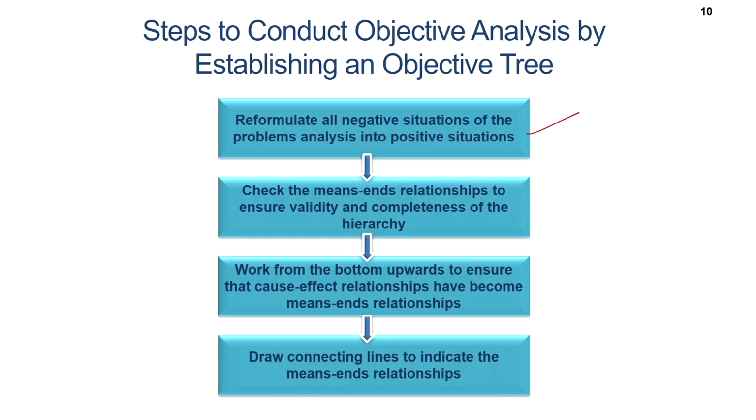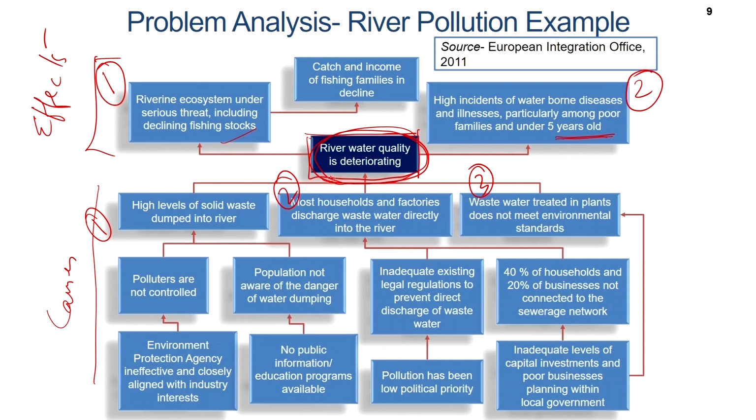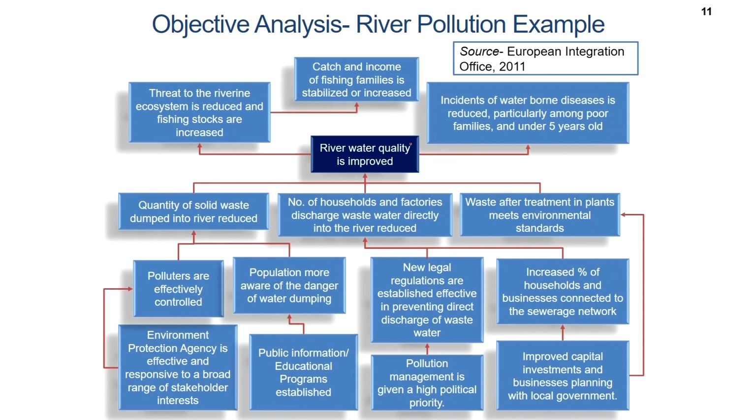In the problem analysis, we started with the focal point: river water quality is deteriorating. In the objective analysis, we start with the point: river water quality is improved. So, the objective of a study could be that the river water quality needs to be improved because there is a threat to the riverine ecosystem. And what does that result in? That results in the threat to the riverine ecosystem being reduced and fishing stocks increasing, incidence of waterborne diseases reduced particularly among poor families and under-5 children, and this leading to an increase in catch and income of fishing families.